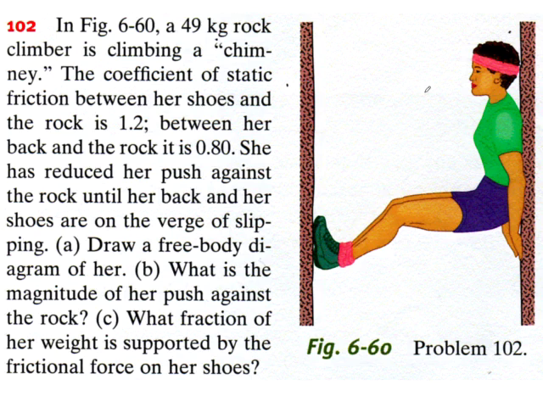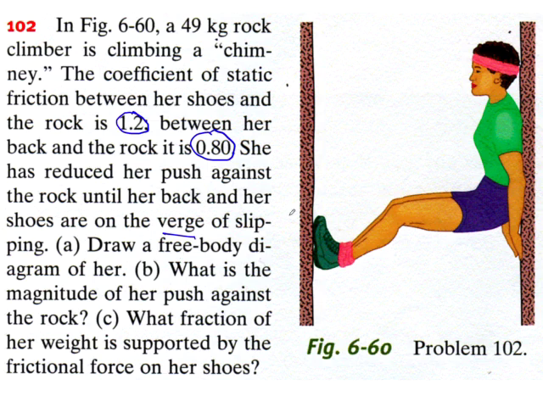Our next problem, this is an interesting one. You've got a 49-kilogram rock climber, and she's climbing a chimney where she's pushing with her shoes here on one wall, and her back's pushing against this wall on the other side. It tells us that she's reduced her push against the rock till her back and her shoes are on the verge of slipping. In other words, we're just at the point where the maximum friction's acting.